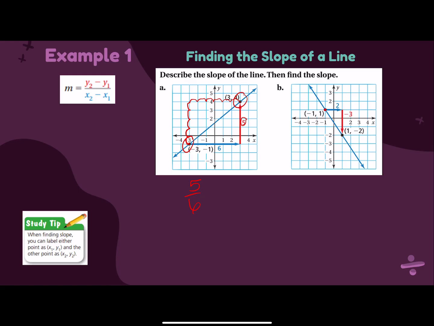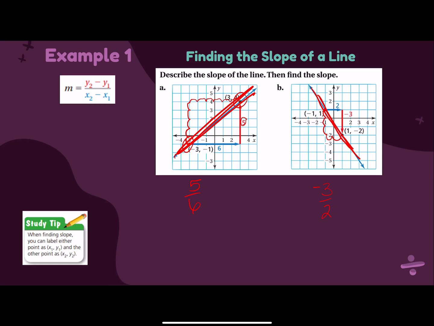So in B, if I'm starting from the point on the left, I am rising 3, but I'm not actually rising, I'm going down. So I'm doing the opposite. So that's going to be a -3. And I'm running 2. So that's a +2. Now notice that this line is uphill and I have a positive slope, and this line is downhill and I have a negative slope.